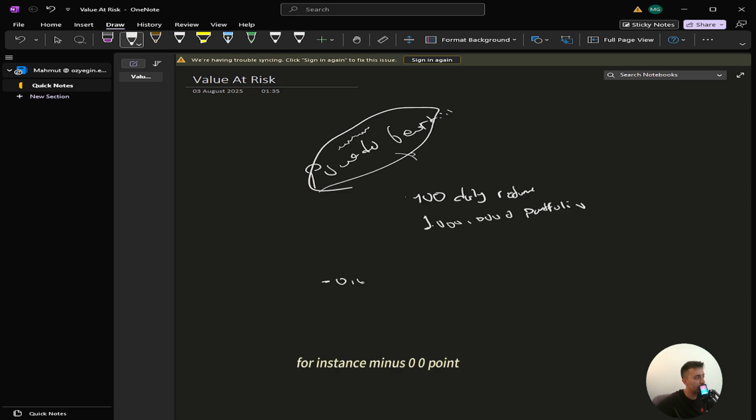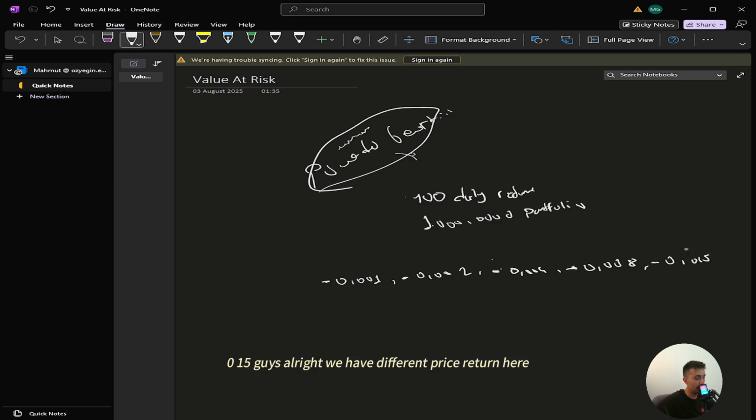For instance, minus 0.002, minus, sorry guys, minus, my bad, minus 0.004 and minus 0.008 and minus 0.015, guys. All right, we have five different returns here. We need to determine which one is highest or lowest, guys.